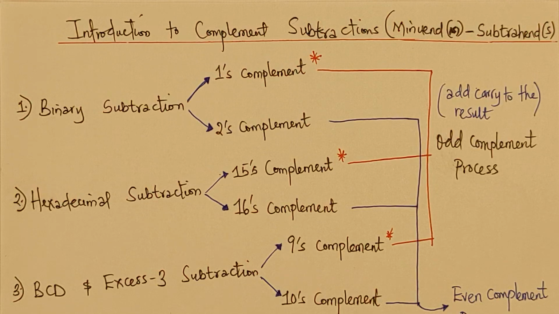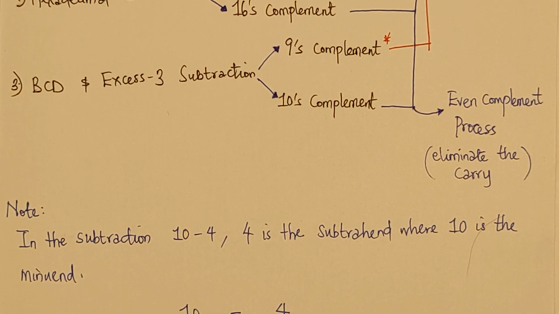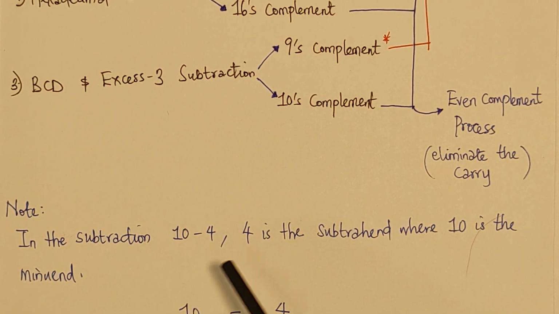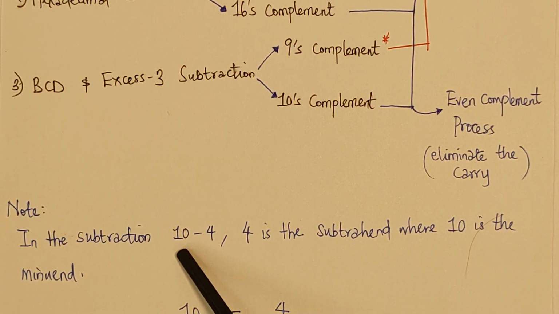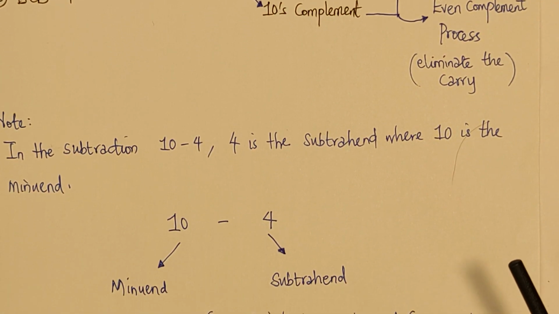Before we proceed with this subtraction, it's important for you to understand the two values we have. When you are asked to subtract a value from a value, what are those values called? For instance, in the subtraction of 10 minus 4, this 4 is considered the subtrahend, whereas the 10 is considered the minuend. So what do we mean? You can just take a look at this.